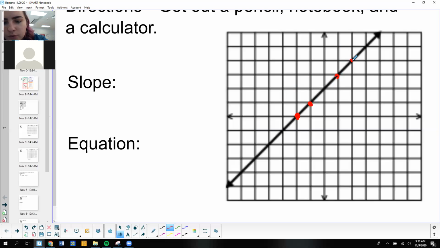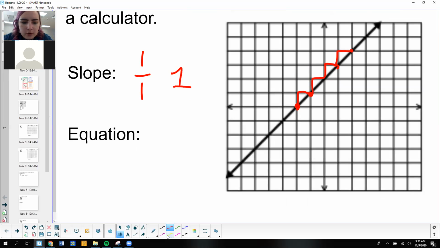So for this one, we're rising one and running one. Same thing here, rise, run, rise, run, rise, run. So our rise is 1 and our run is 1. So 1 divided by 1 is just 1. So our slope is going to be 1.